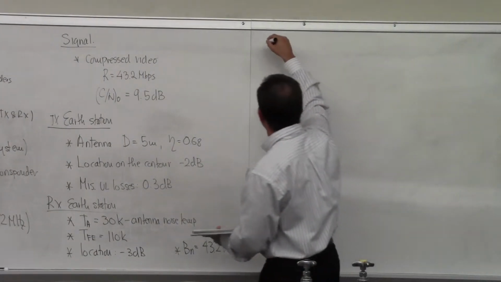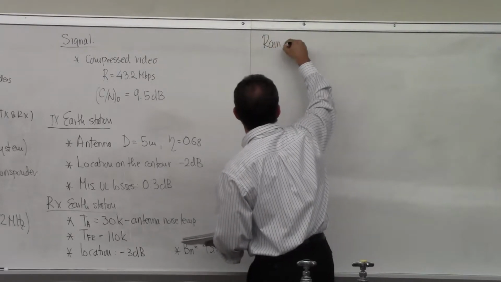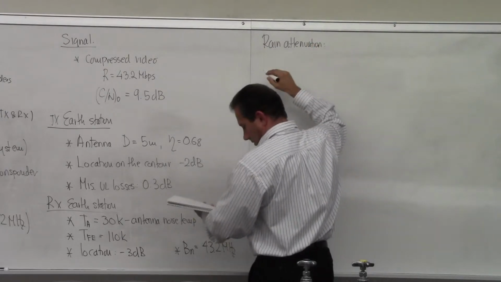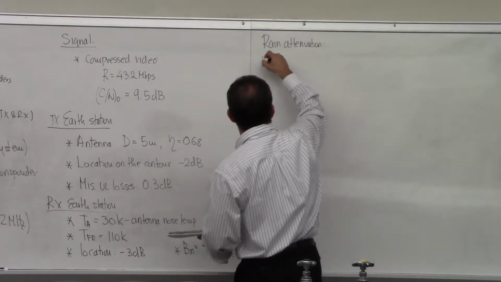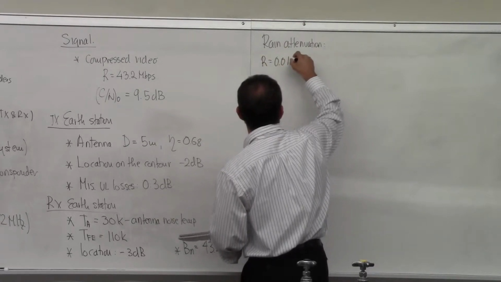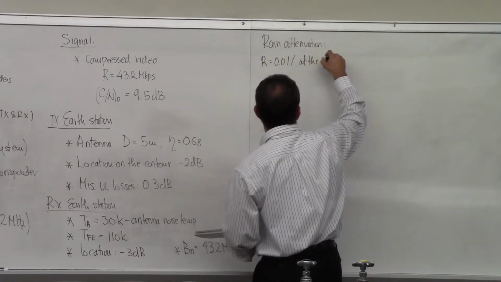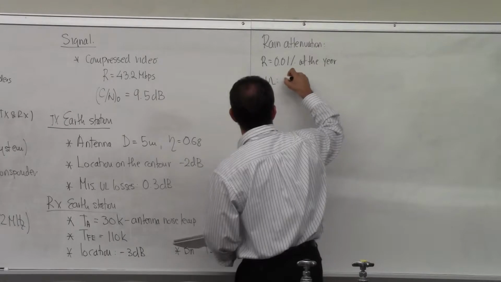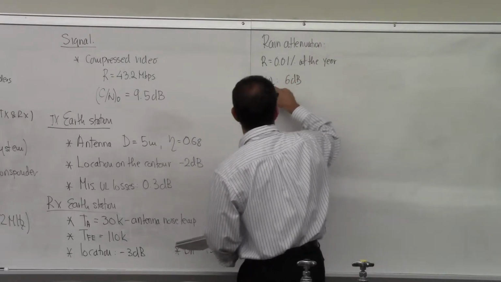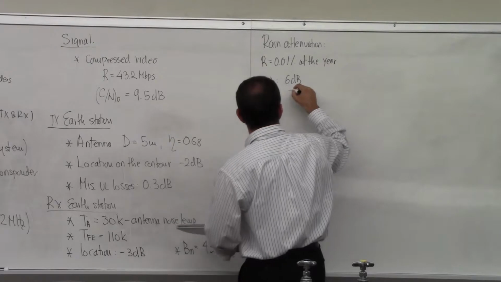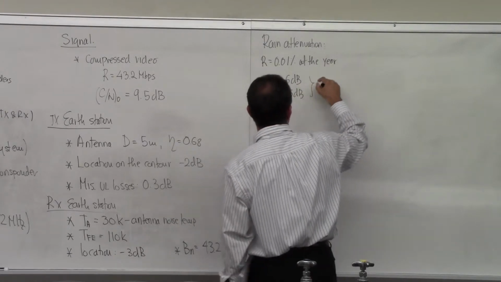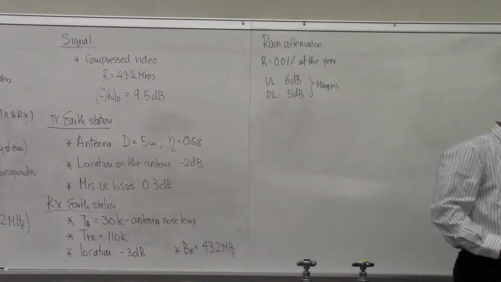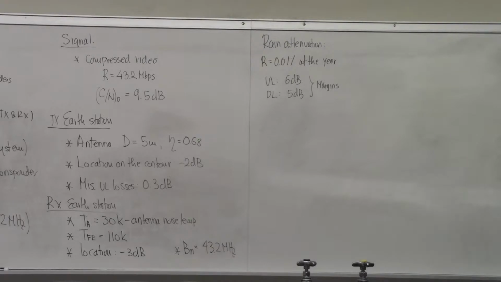And then I have reliability stuff, so rain attenuation. It says your reliability here is 0.01% of the year. And that gives you an uplink margin of 6 dB and a downlink margin of 5 dB. So those are the margins. Why are they different? And why is the downlink margin lower?